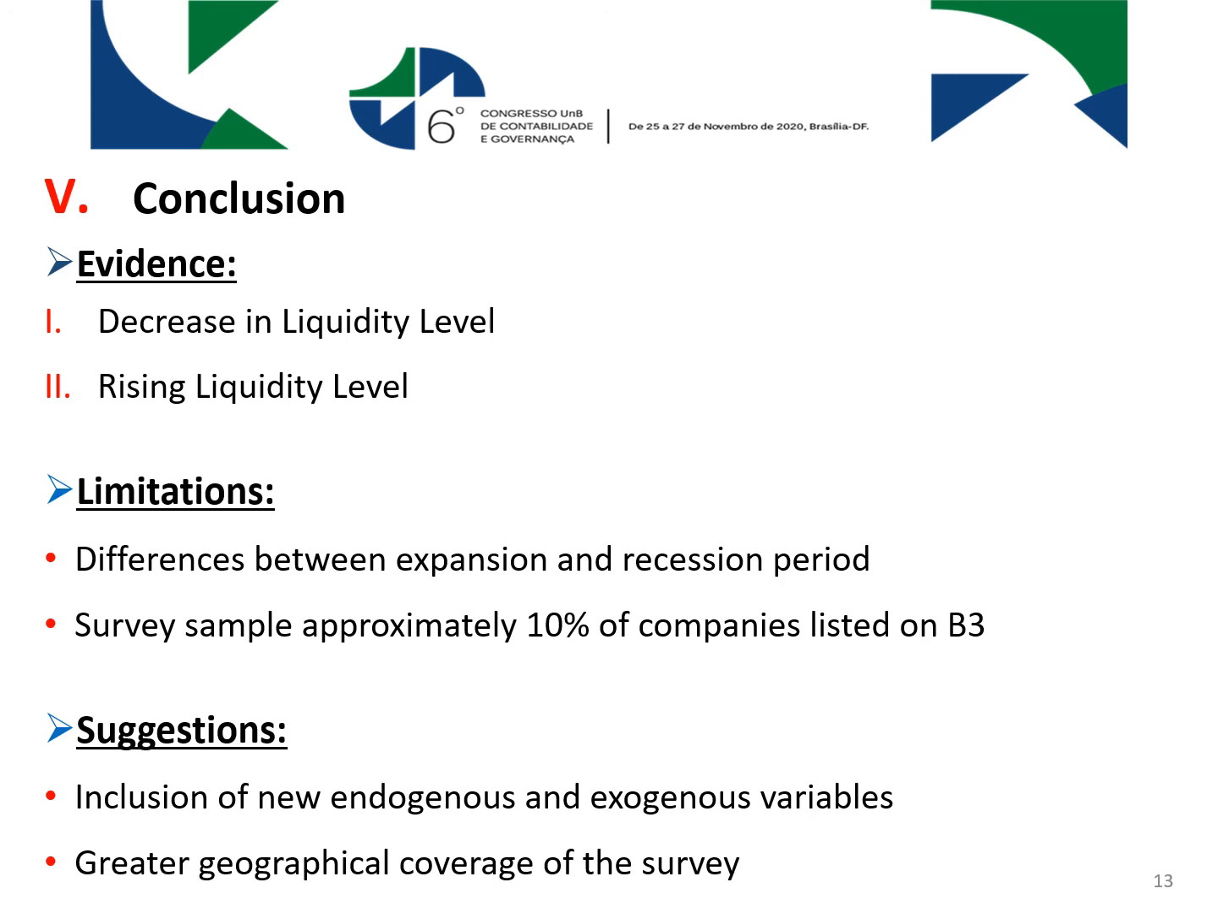As suggestions, increase the companies listed in B3, and add new endogenous and exogenous variables: exchange rate, taxes, USD bond, inflation, investment, merger and acquisition, and others. Another suggestion is a greater geographic coverage of the survey, with other countries, to compare the conclusions of this paper with other studies.